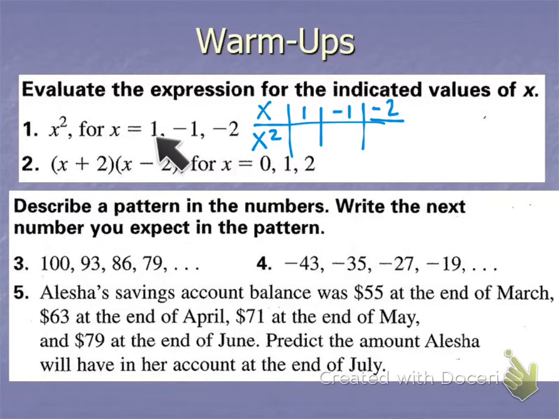If I take 1 and square it, what do I get? 1. 1 times 1 is 1. What about -1 squared? +1. Remember, a negative times a negative comes out positive. So -1 times -1 is a +1. What about -2 squared? A +4. Very good.